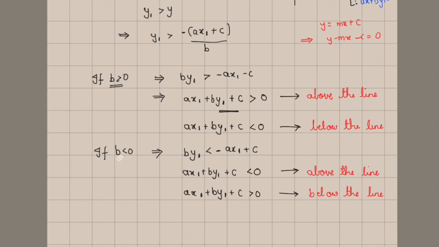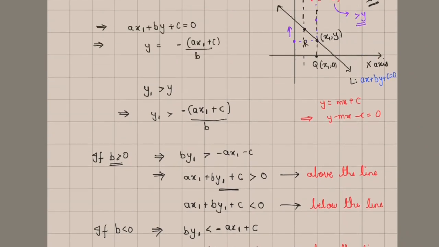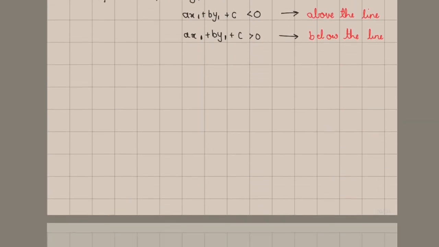Similarly, if the coefficient of y, which is b, is negative, then it just reverses. If it is less than 0, then it is above the line. Whereas for b greater than 0, if it is greater than 0, it is above the line. For b less than 0, if it is greater than 0, it is below the line. Okay. Let's see a small example.